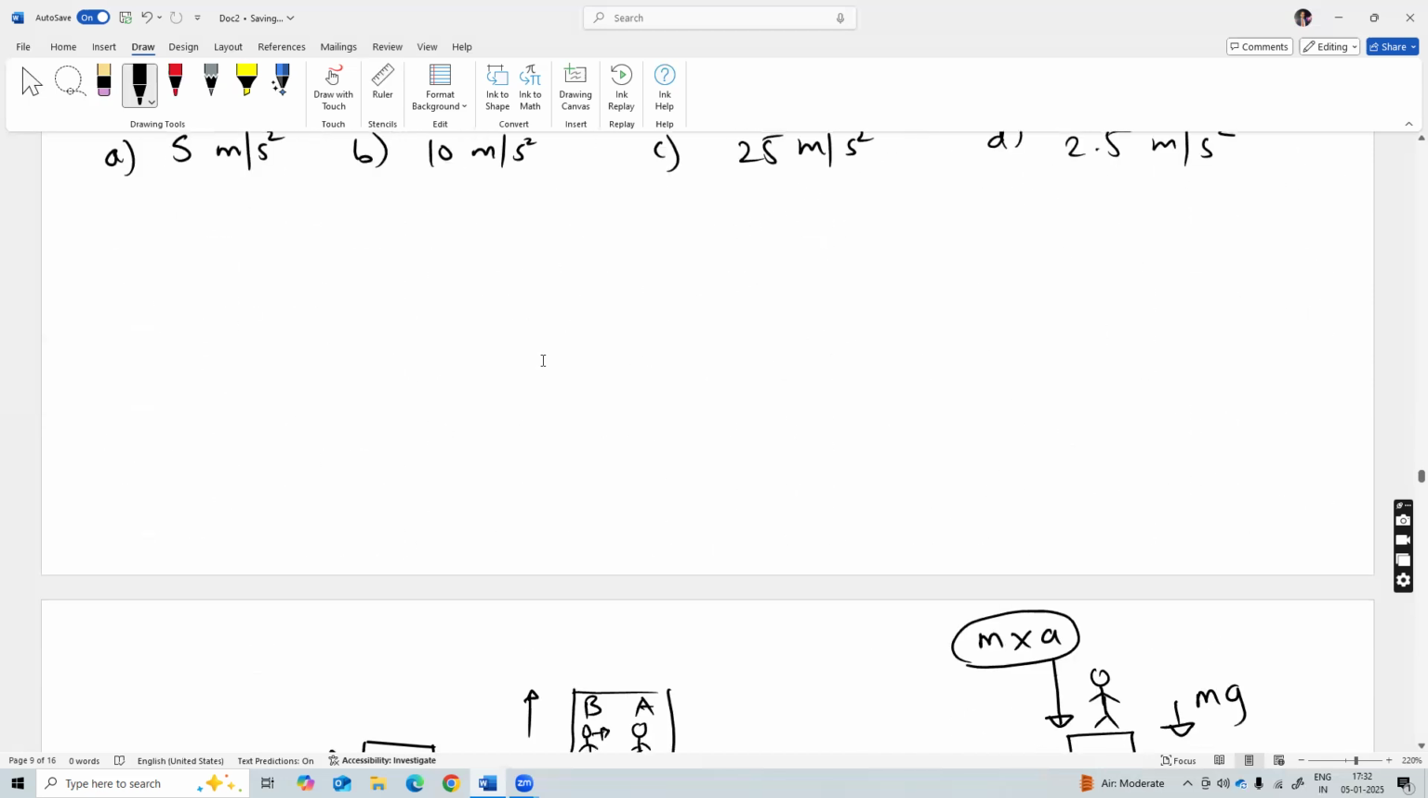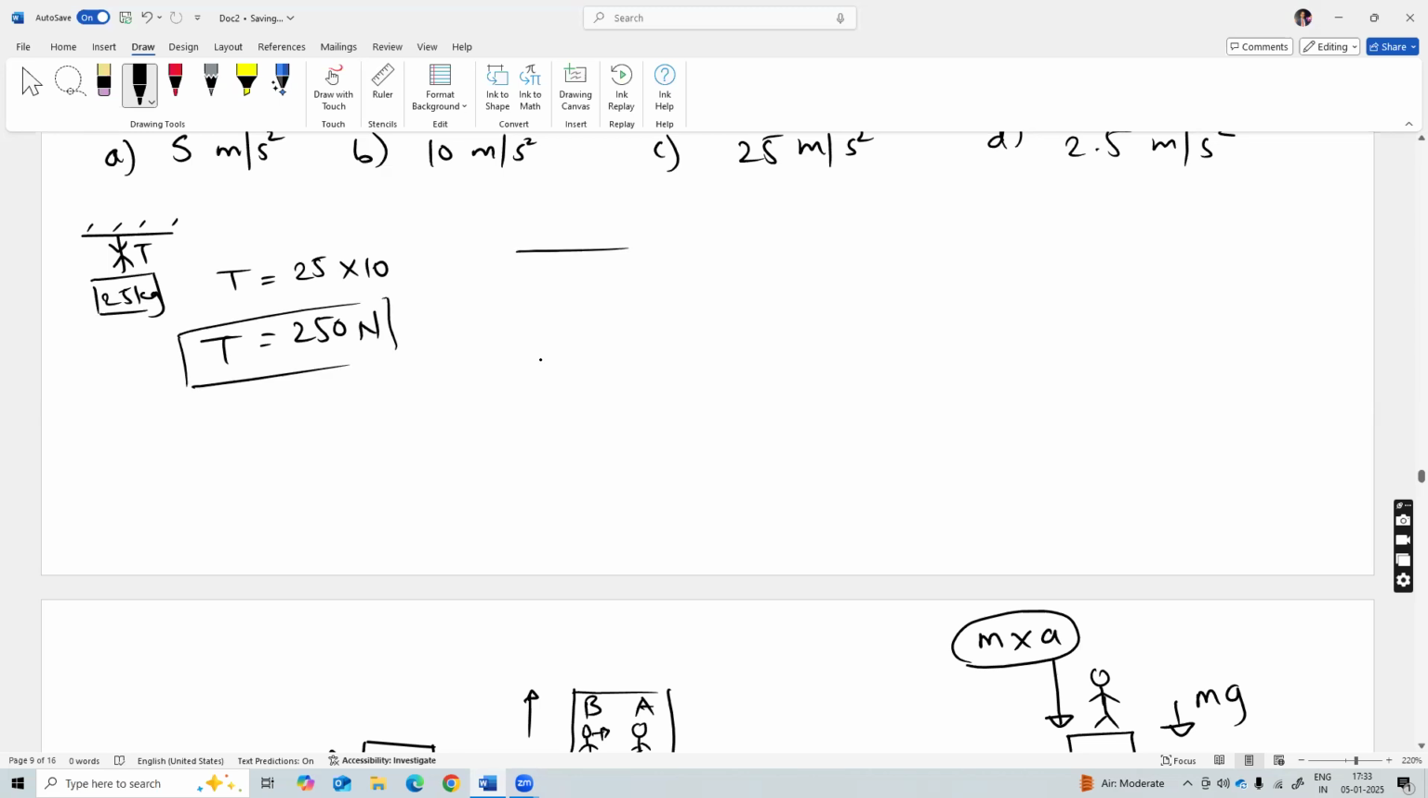But if the mass above 25 kg is suspended, it will break. Let's say this is the rope. If you suspend 25 kg, it will not break, but if you cross 25 kg, it will break. When you suspend 25 kg, the tension in the string will be 25 into g, that is mg, equal to 250 Newton. So when the tension in the string crosses 250 Newton, it will break. It should not cross 250 Newton.